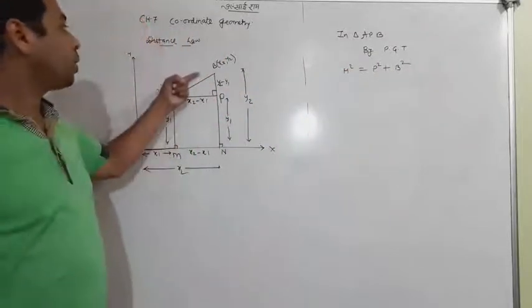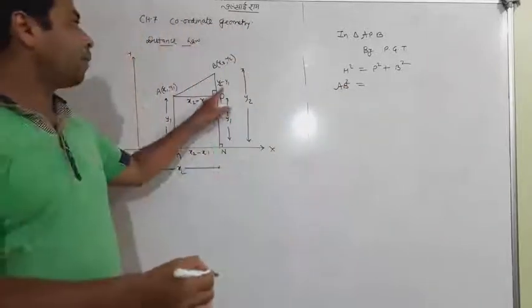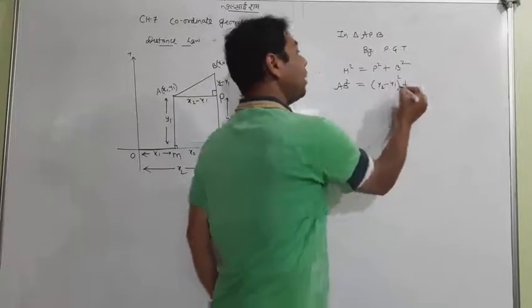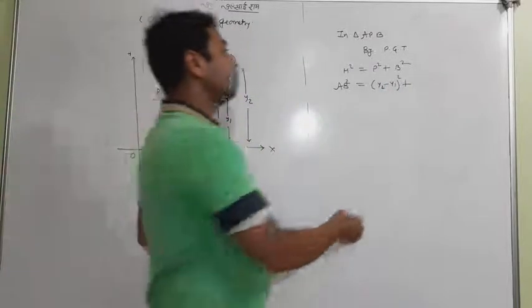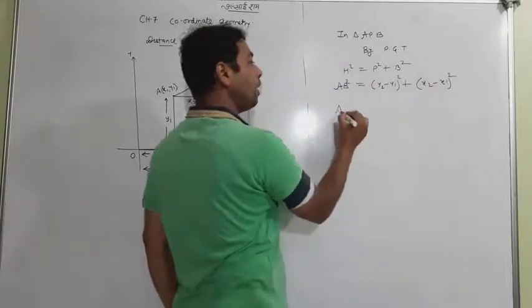So your hypotenuse is AB square. The perpendicular is y2 minus y1, you understand, and your base is x2 minus x1. So this is a very simple concept. Now you want to find only AB.